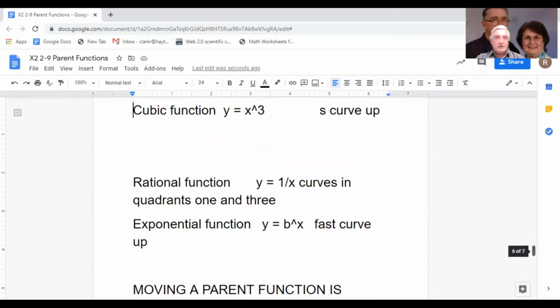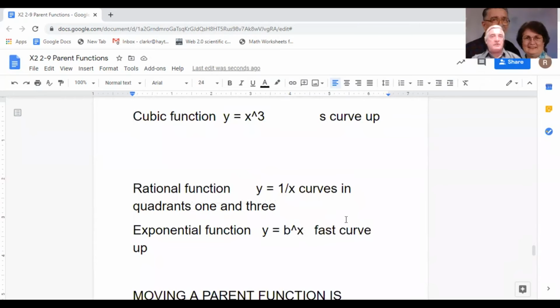And we have several others. We have a rational function, which is y equals 1 over x. It curves up in quadrant 1, and it curves down in quadrant 3. It gets closer and closer to the line, but it never actually gets to 0 in either shape. We have an exponential function. It's a fast curve up.